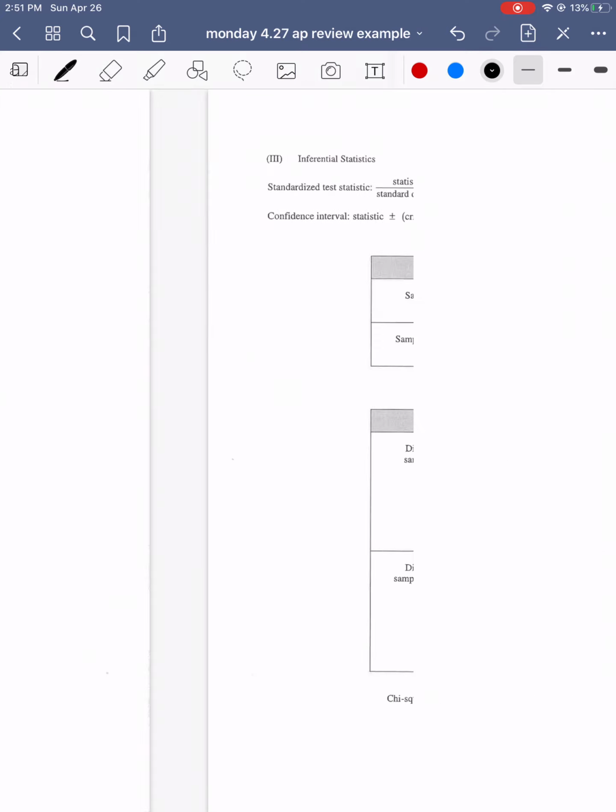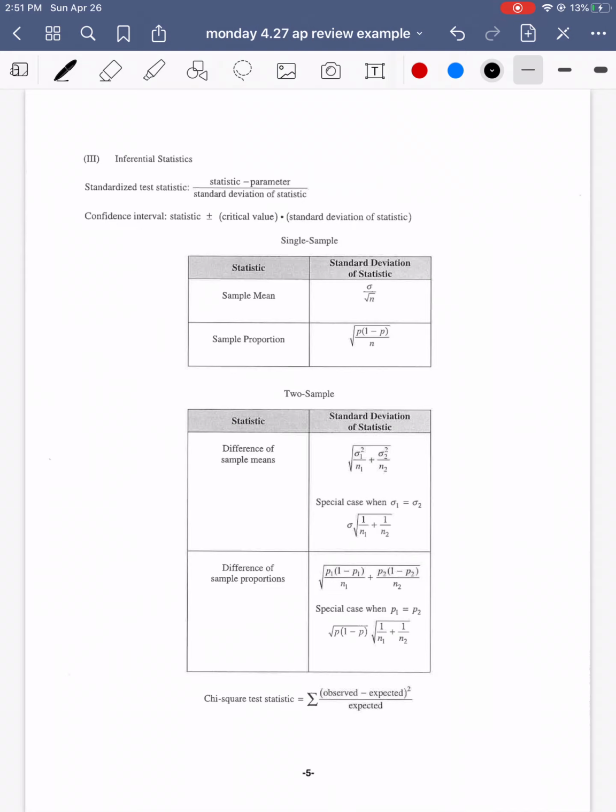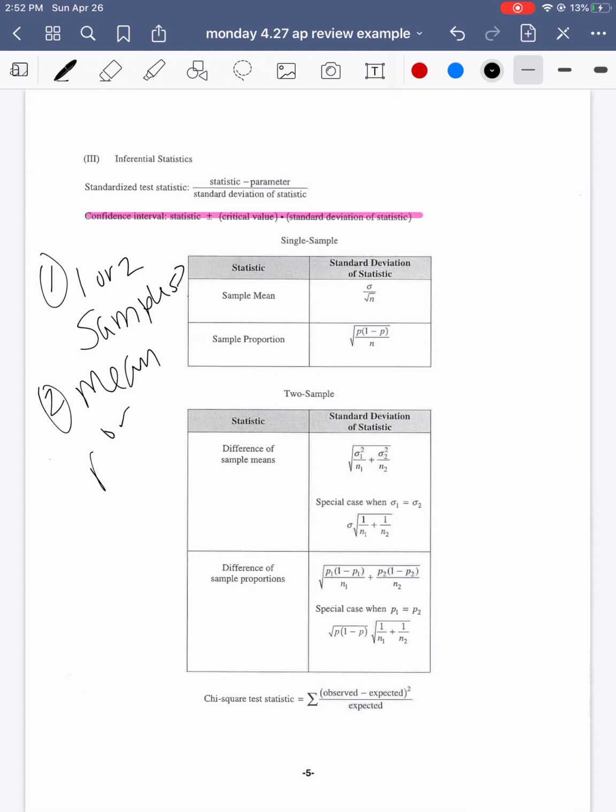So if I go to my AP reference sheet on the third page, it has the formula that we have been using. The confidence interval is the statistic plus or minus the critical value times the sample standard deviation. So I need to figure out, am I looking at one sample or two? And am I looking at a mean or a proportion? So we need to answer those questions. One or two samples. And are we looking at mean or proportions here?